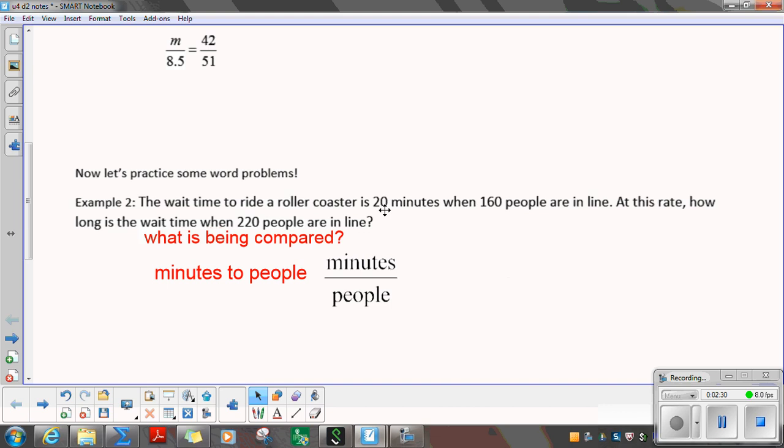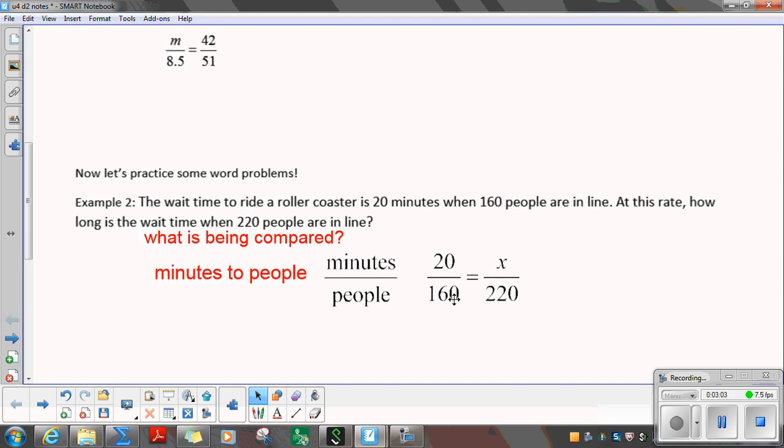They told me it was 20 minutes when there are 160 people in line, so that's my first ratio. The other one, I don't know the minutes, but I do know the people is 220, so I can create it with a variable. I'm comparing the 20 minutes to 160 people, and that's equal to the unknown amount of minutes we're trying to find. I just put an x there, compared to the 220 people in line.